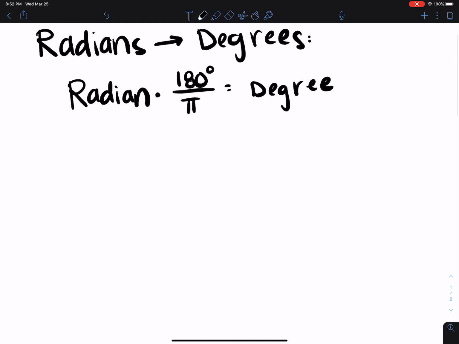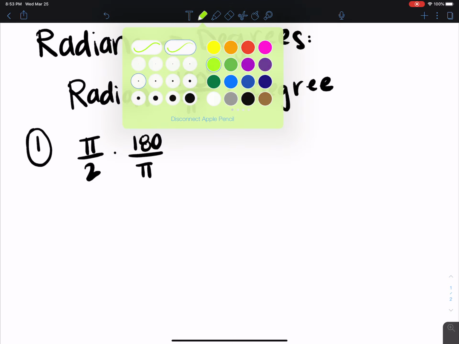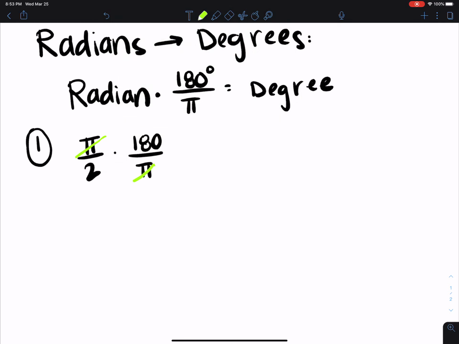So our first example is if the radian measure was pi halves. What we do is we take 180 degrees divided by pi. So these two pi's cancel, and we're left with 180 divided by 2, which is 90.